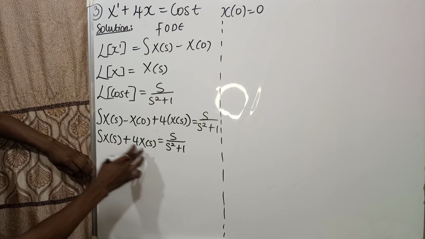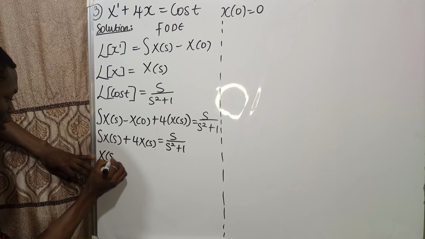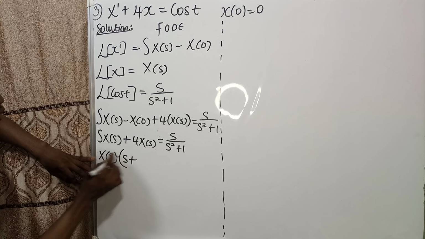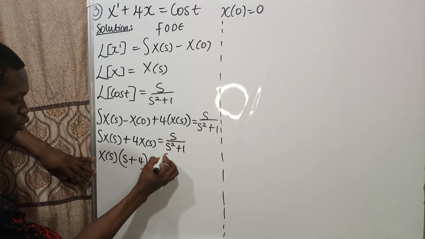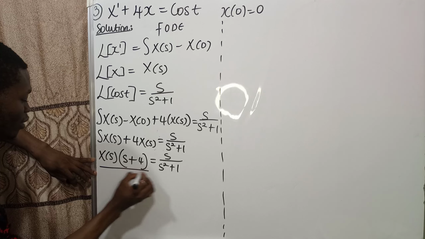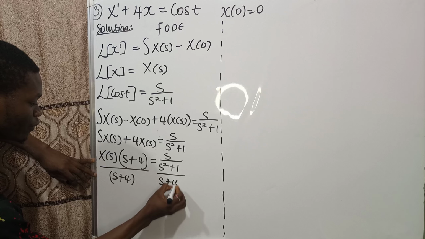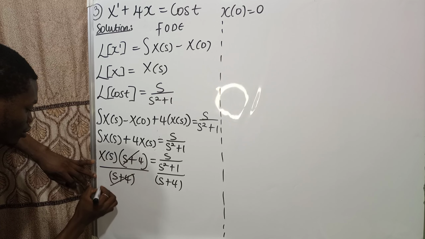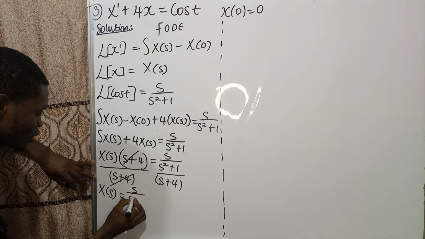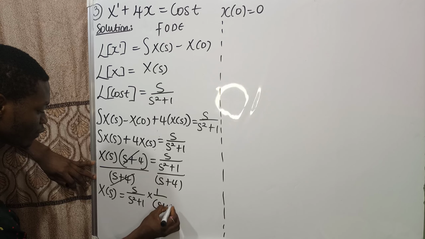So we are going to collect like terms, sorry, factorize. What is common here? X of s. You factor it out. This into this will give you s, this into this will give you 4, equals s all over s squared plus 1. So we divide both sides by s plus 4. So X of s is equal to s all over s squared plus 1 times 1 all over s plus 4.